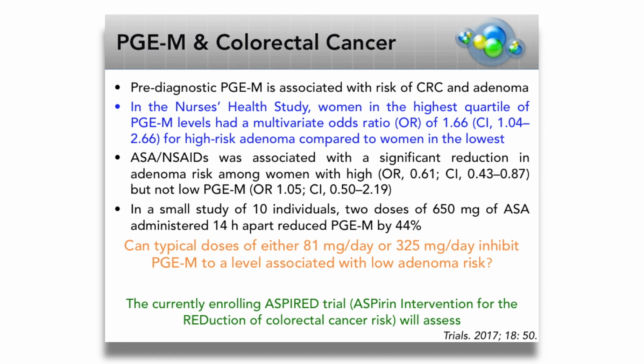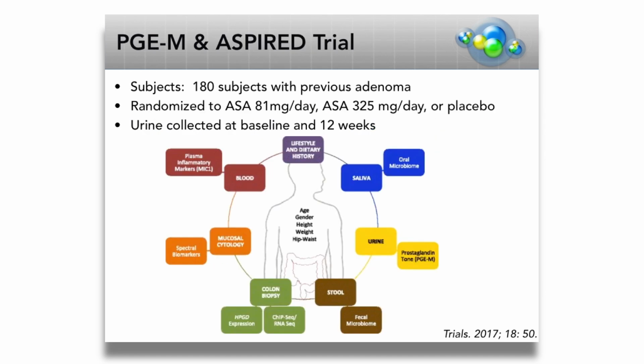So the ASPIRE trial is actually going to look at this question. This is a trial that is centered with Dr. Andy Chan at Harvard University Medical Center. They are currently enrolling 180 subjects who have had previous adenoma. They will randomize these subjects to aspirin at different doses or to placebo. Urine will be collected at baseline and 12 weeks. A number of different history and lifestyle factors will be observed, as well as comparing prostaglandin E metabolite levels, PGEM levels, between baseline and 12 weeks.